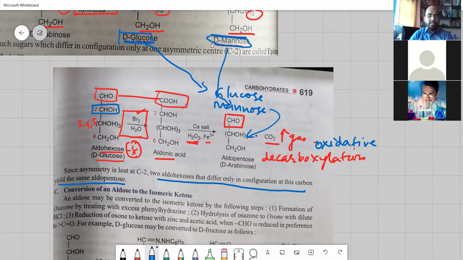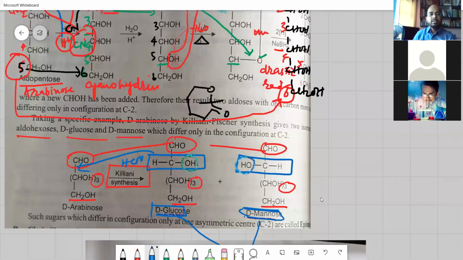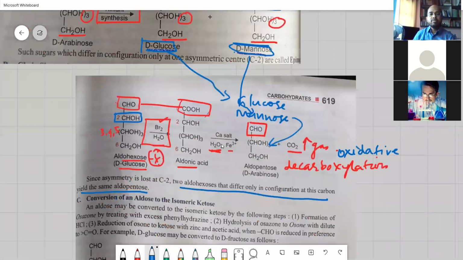Okay. So aldonic acid is, in the previous case we have seen how the acid is converted into lactone and then finally into the carbohydrate aldehyde. So Ruff degradation and Kiliani synthesis, these two things are very important. In the Kiliani synthesis, you have to remember the four steps that is given there. And in the Ruff degradation, you have to remember bromine in water and calcium salt.